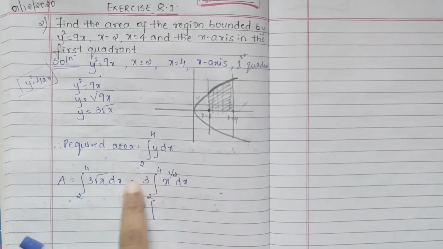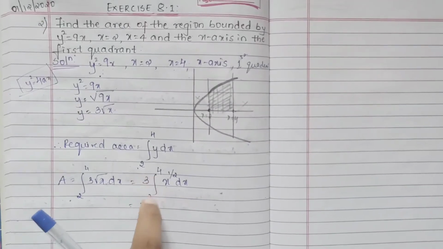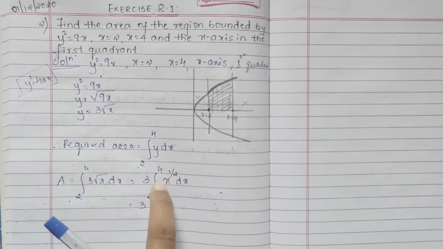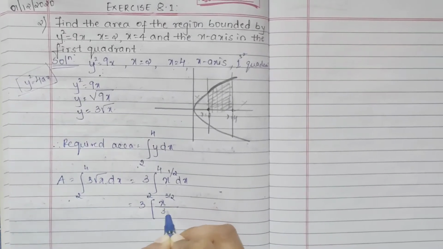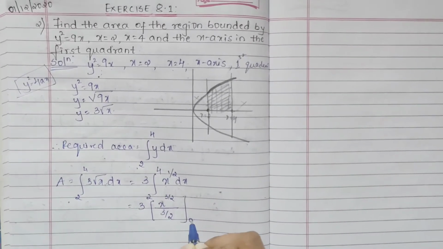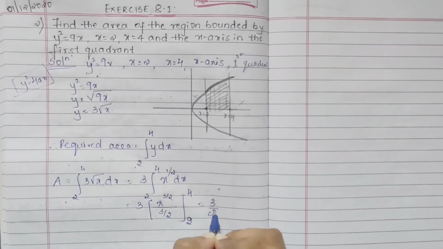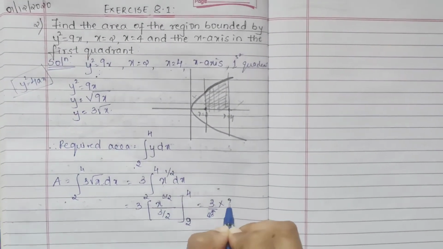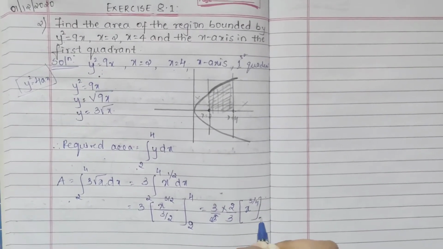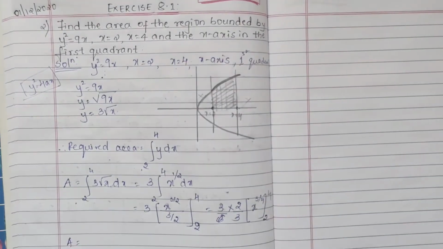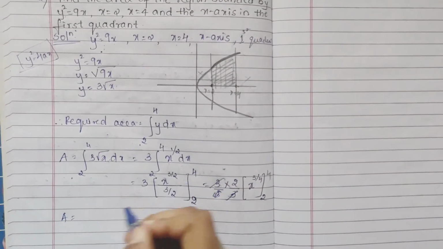So you will get integral from 2 to 4 of 3 root x dx. So 3 you take outside, you will be having x raised to 1 by 2 dx. Integration of x raised to 1 by 2 is x raised to 3 by 2 divided by 3 by 2, from 2 to 4. So 3 by 3 into, when it goes like this, it becomes 2 by 3, and you have x raised to 3 by 2 from 2 to 4. So you will get 3 into 2 by 3, 3 gets cancelled off, you will be having 2.